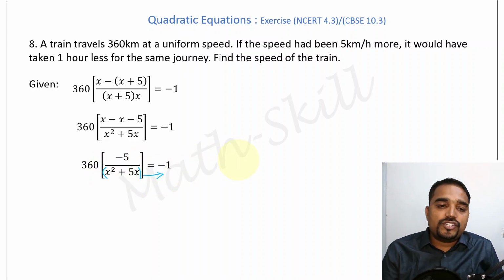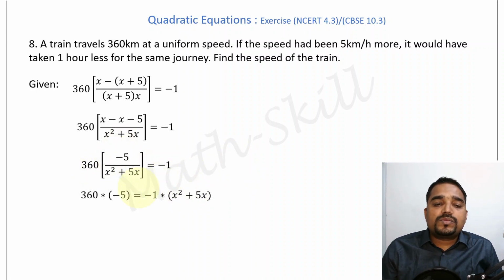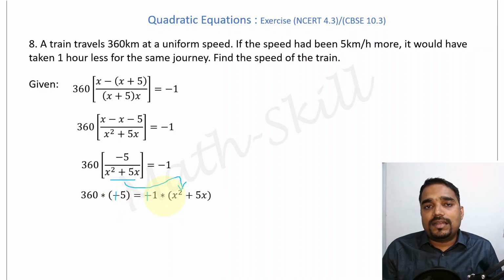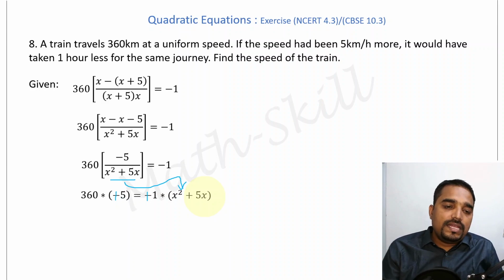Upon cross multiplication in LHS, we would be having 360 multiplied by minus 5 is equal to minus 1 multiplied by terms of denominator, that is x square plus 5x. Now we see that we have minus here and also minus here, that is both LHS and RHS are having minus. Let's cancel this particular minus sign and simplify.